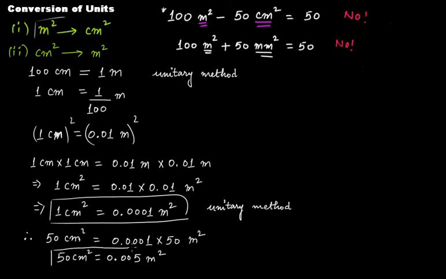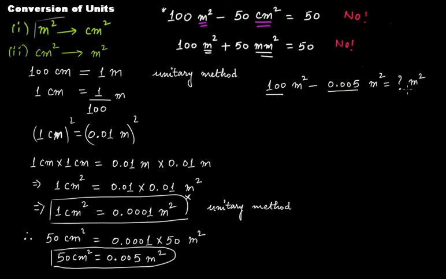Here we converted the unit, 1 centimeter square into meter square. So if 1 centimeter square is this much, how much will be 50 centimeter square? That will be equal to this one. Now if this is 100 meter square, and we have converted this into 0.005 meter square, whatever result you get by subtracting 0.005 from 100, you simply put meter square. That will be your answer, right? That's the importance of conversion of units.